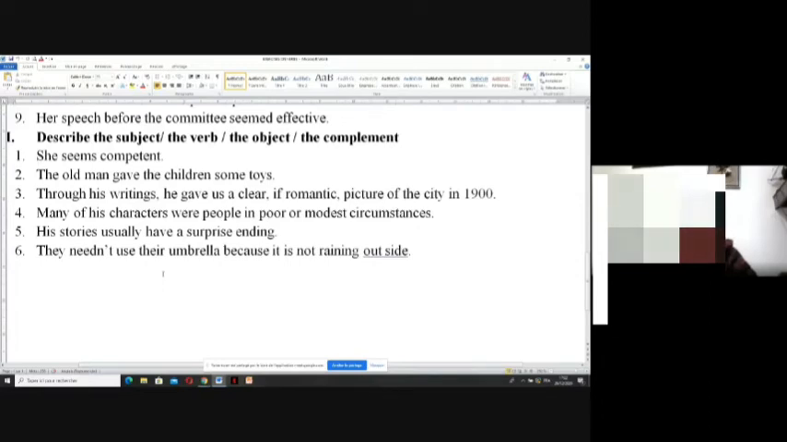Seem is a verb, a linking verb, and a stative verb, because linking verbs are stative. Then competent is an adjective. This adjective functions as a subject complement. Then seem is an intensive verb. Do you get the point?